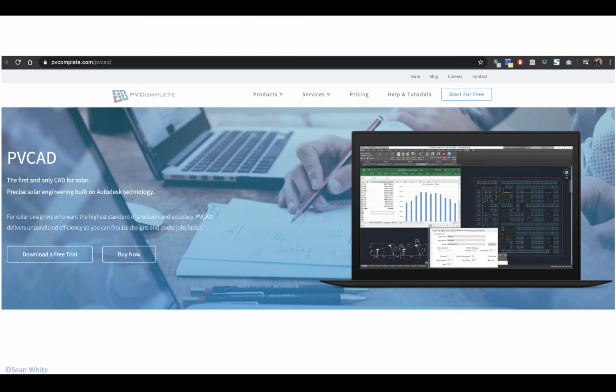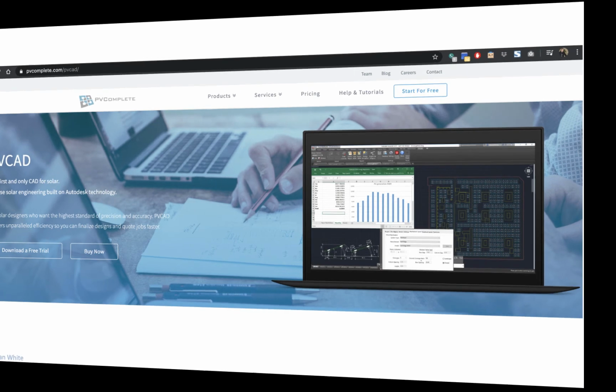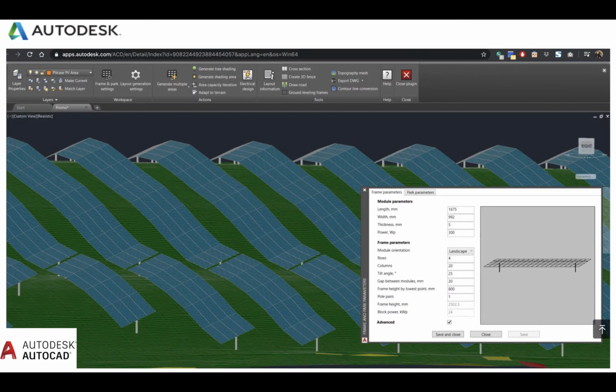Here's a CAD program that's only for PV. It's called PVCAD, made by PV Complete. Funny thing is when I was learning AutoCAD about 12 years ago, I purchased pvcad.com. So if you want to find out about PVCAD, you have to go to pvcomplete.com. And they make a CAD program that's specifically for solar, and they're cool. They're in Oakland.